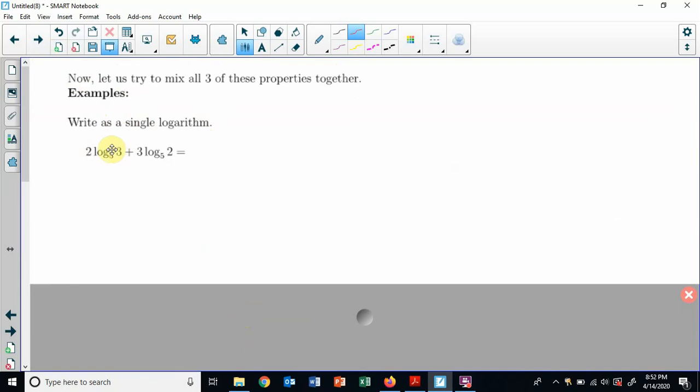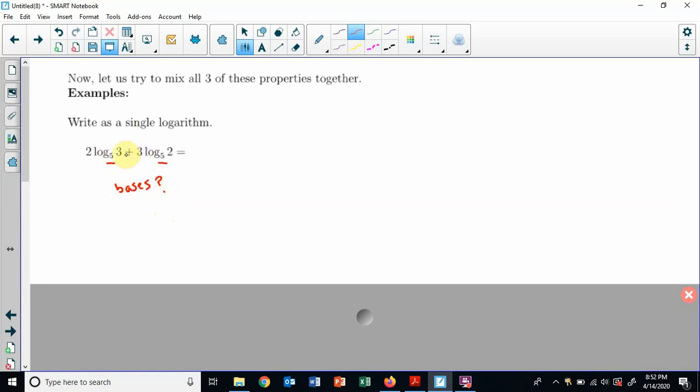So look at this one. We want to write as a single logarithm, so we want to put everything back together. Well, the first thing you should ask before we even attempt it is, do they have the same bases? And the answer is yes, they have the same bases. So we're good to go.